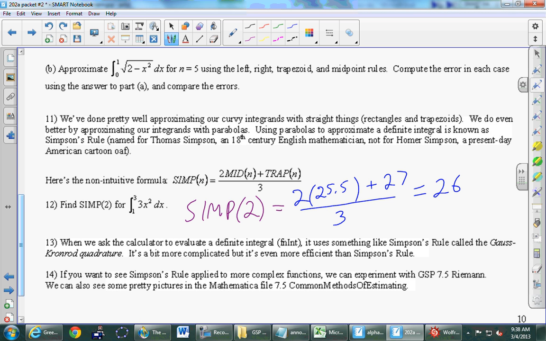But I will say that almost all the time, this method is better than the left and the right and the midpoint and the trapezoids. And it's not too hard to do. Get the midpoint, get the trapezoid, do this weighted average, and you've got Simpson's rule.